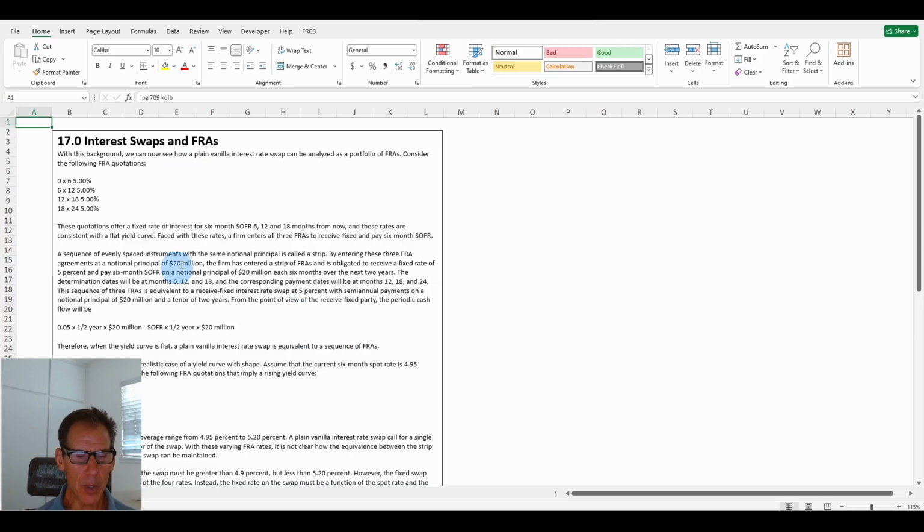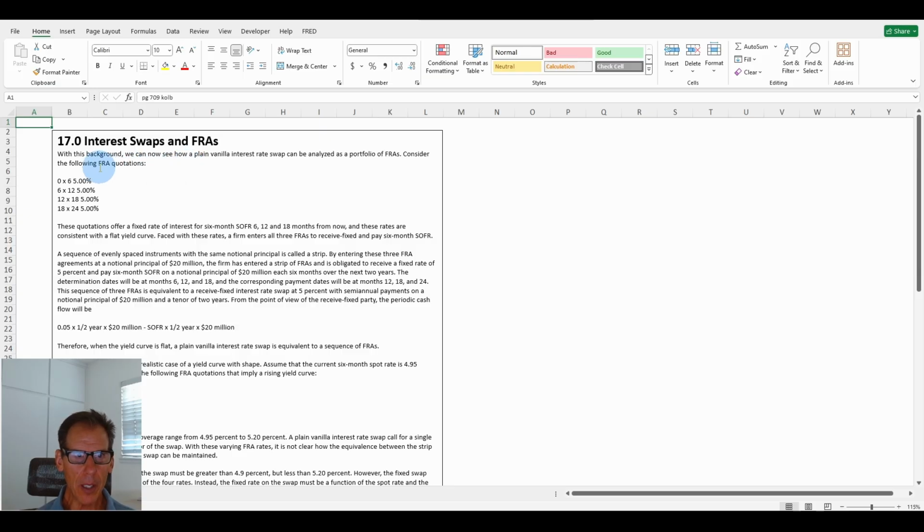Going over this repeatedly, just so you feel more comfortable working through the understanding of interest swaps and forward rate agreements. With this background, we can now see how a plain vanilla interest rate swap can be analyzed as a portfolio of forward rate agreements.